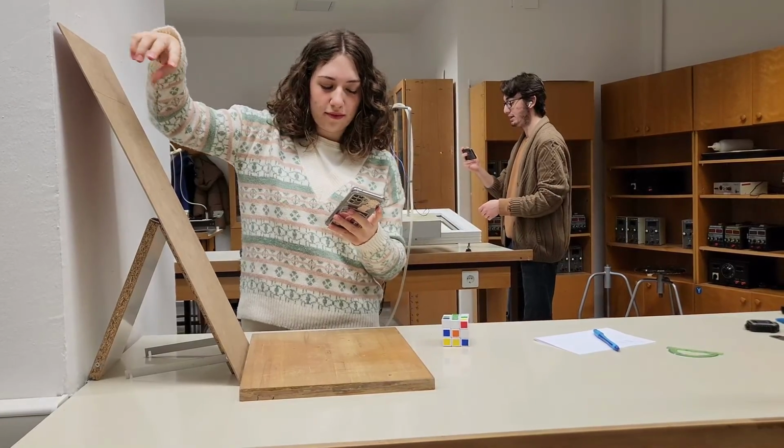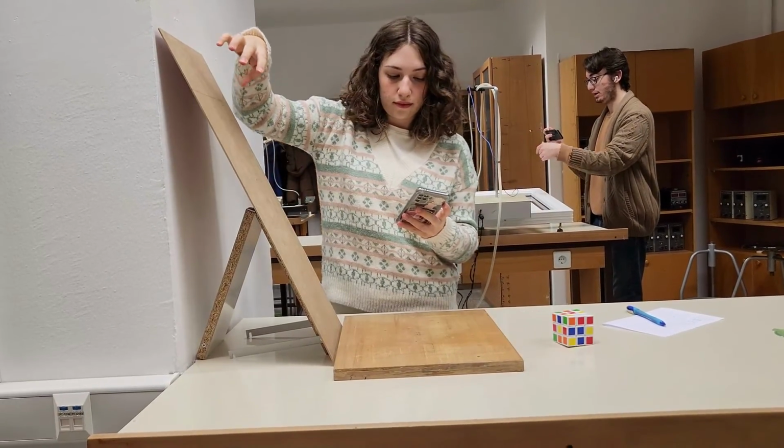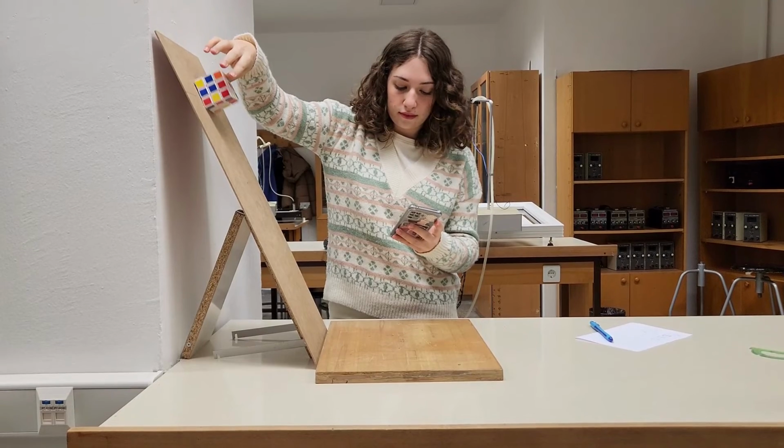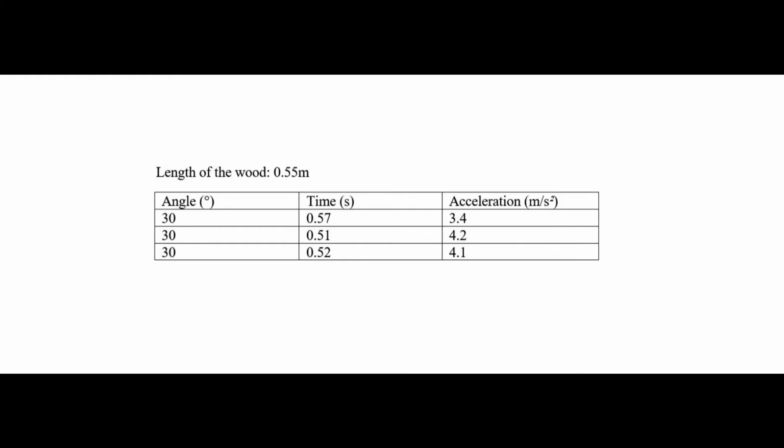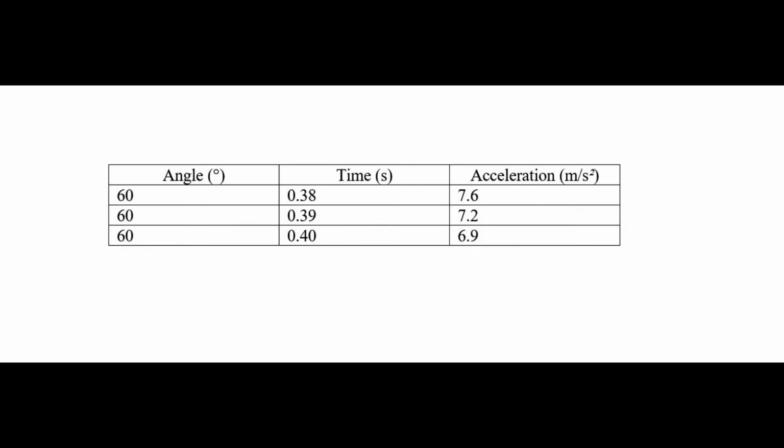This time, I adjusted the angle as 60 degrees and I repeated the same steps. I measured the length of the wood to find the acceleration for each measurement by using the equation x equals 1/2 at squared, that is, x = at²/2.